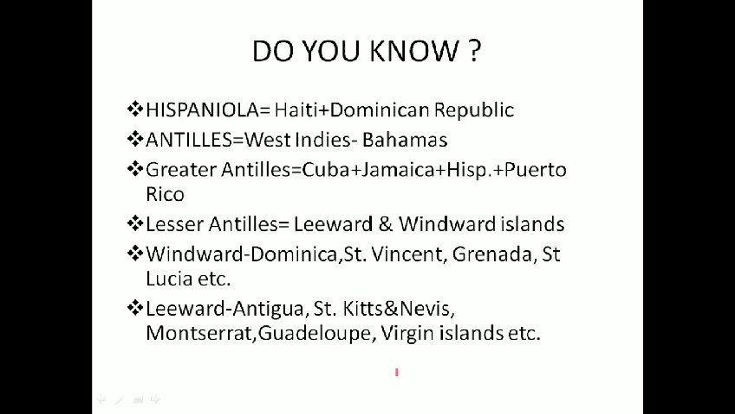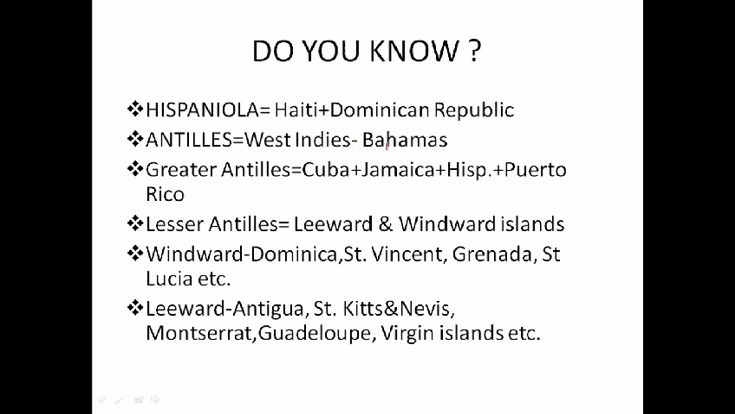Now, what is Hispaniola? You see Cuba, Haiti, Dominican Republic, and Puerto Rico in the map. Haiti plus Dominican Republic, both located on the same island, together are called Hispaniola. Now, what is Antilles? Antilles is West Indies, minus Bahamas. So you have to take out Bahamas. Bahamas is not a part of West Indies. Are you hearing? Yes. Make sure that Antilles is not West Indies plus Bahamas.